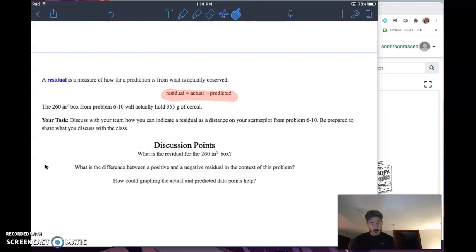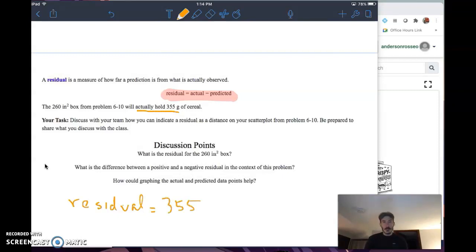Okay? The residual for this measurement, I've got to make sure I'm spelling it right, is going to be the actual amount. Now they give that to me here. Actually hold 355 grams. Okay.